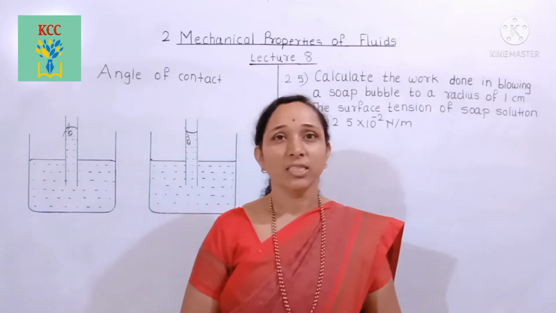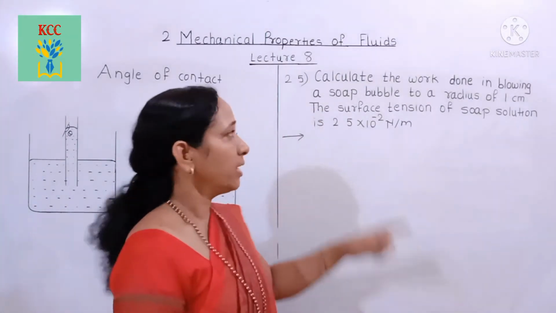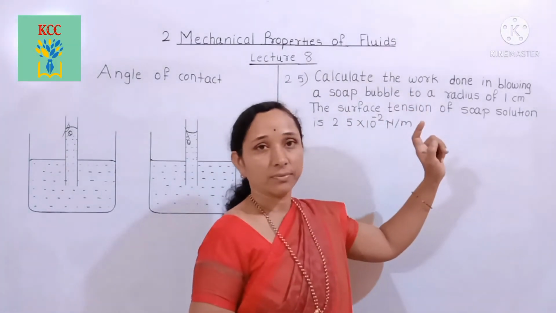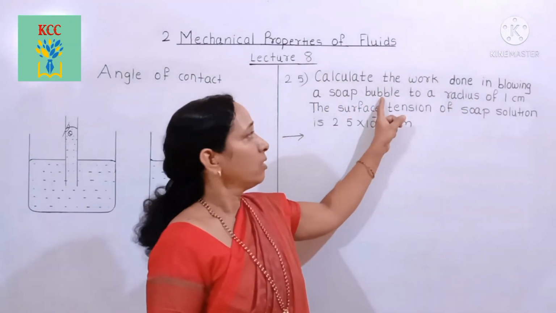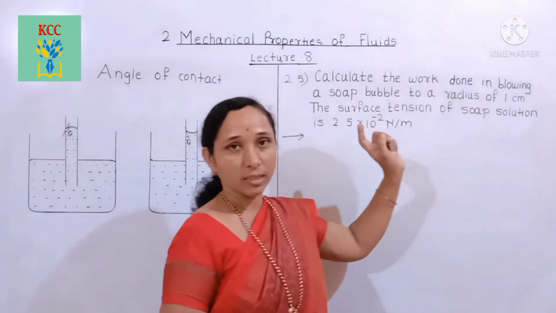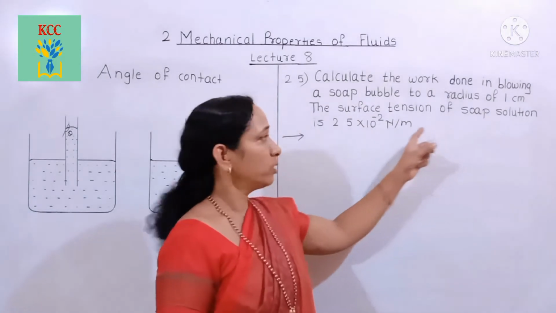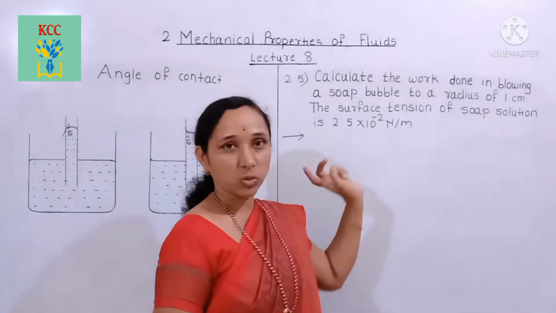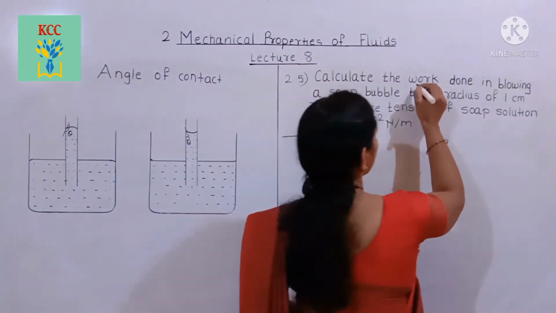Today we see solved example 2.5. The example is: calculate the work done in blowing a soap bubble to a radius of 1 centimeter. The surface tension of soap solution is 2.5 into 10 raised to minus 2 Newton per meter. We have to find the work done.